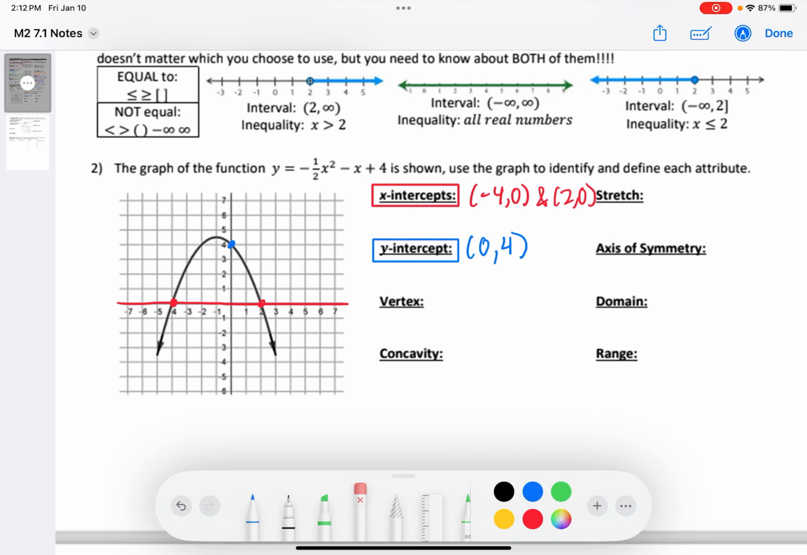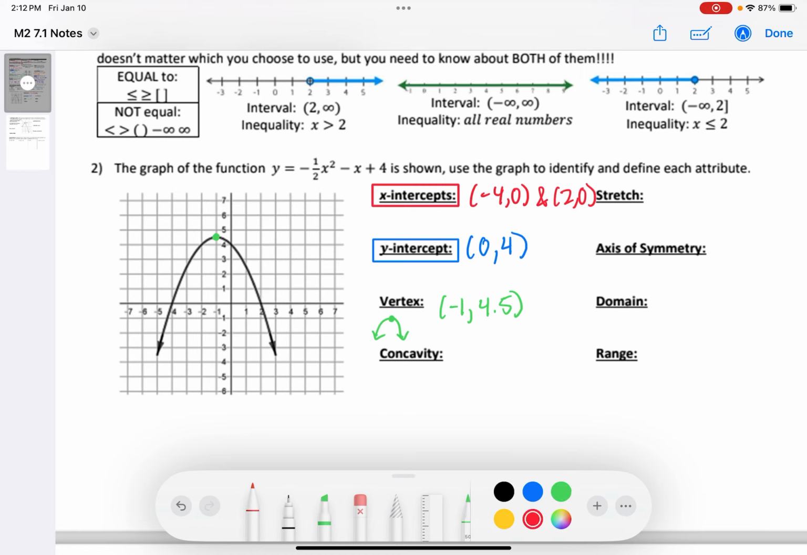Vertex. Remember, the vertex is the minimum or the maximum of your graph. If you look at this graph, it opens down, which means that it has a maximum. Maximum point right up here at the top. Where my graph turns looks like it's right there, and that point is -1 for x and 4.5 for y. It looks like it's right in between 4 and 5. So that's my vertex.